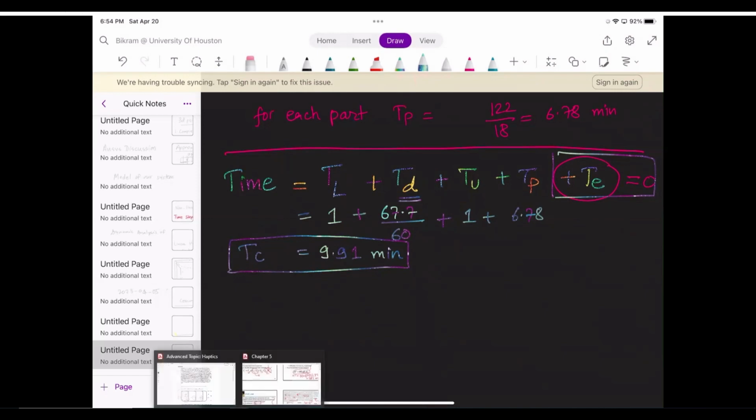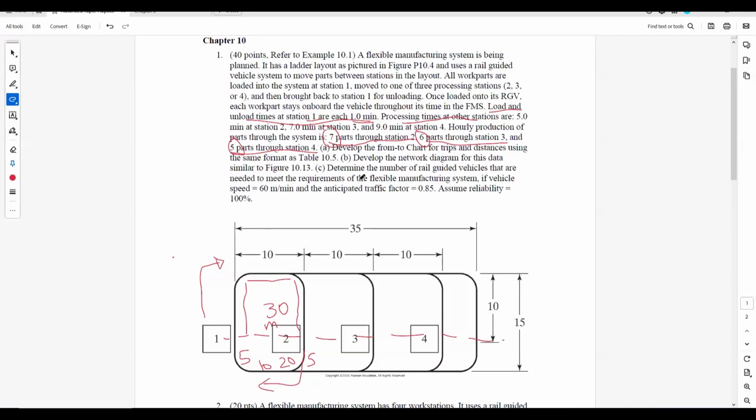So now let's look at the other part of the equation. If we consider vehicle speed and the traffic factor, we now have the traffic factor. The traffic factor is 0.85. We can divide this number by the traffic factor.